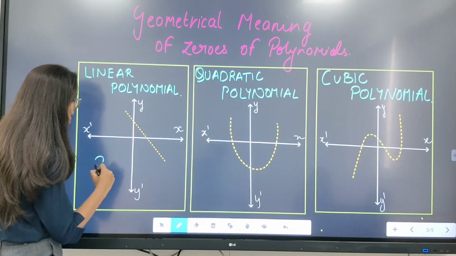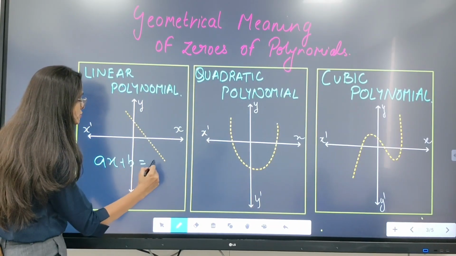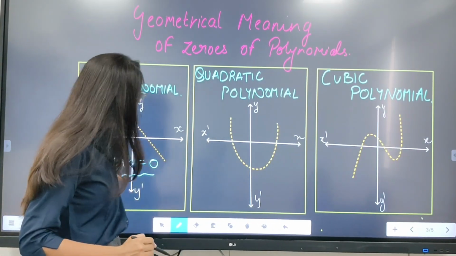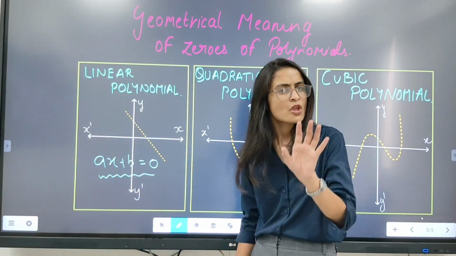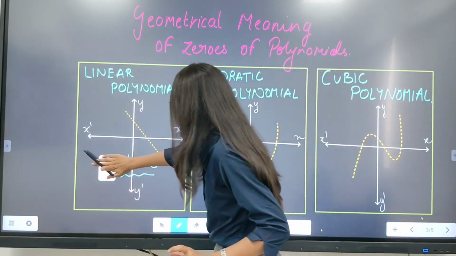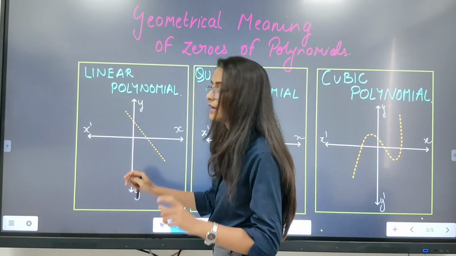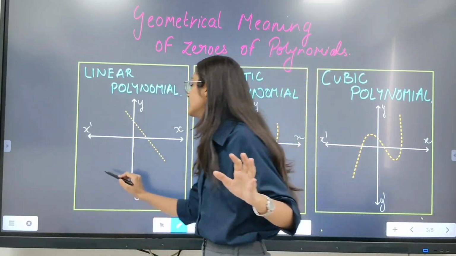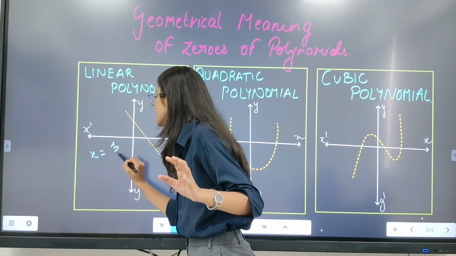I am taking an example, ax plus b equals to 0. Now see, it's very much obvious, right? If we solve this ax plus b equals to 0, what root or what zero do we get? We will be getting x equals to minus b by a.